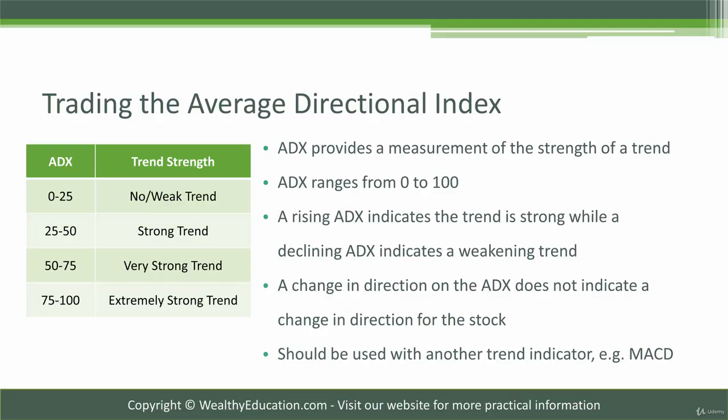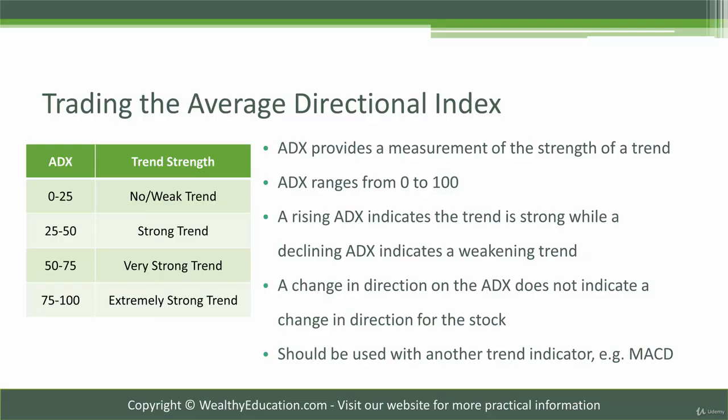It's rare to see a number in the 75 to 100 range. You won't see numbers very often in the 50 to 75 range, and most of the numbers you'll see on the ADX are in the 25 to 50 range or the 0 to 25 range, depending on whether or not the stock is trending. A rising ADX indicates that the trend is strong, while a declining ADX indicates a weakening trend. The trend can be either a bullish trend or a bearish trend.